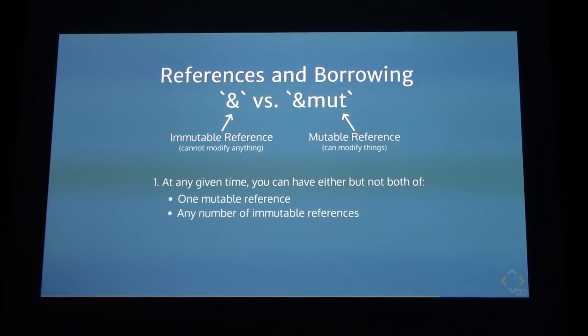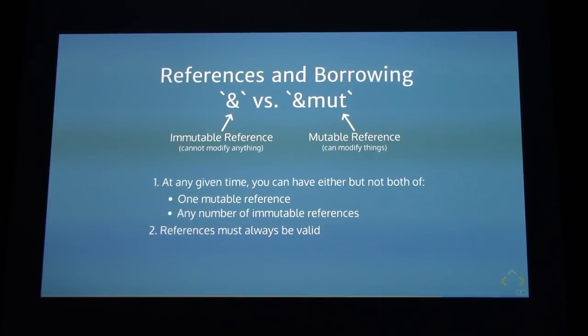Well, first, at any given time, you can have either, but not both, of one mutable reference and any number of immutable references. This prevents data races, since those can only occur if you're allowed to both read and write to the same data at the same time. By forcing you to only do one or the other, Rust makes it impossible for you to ever have a data race.